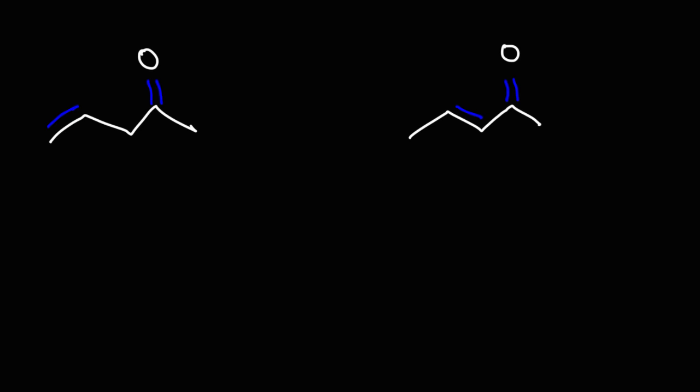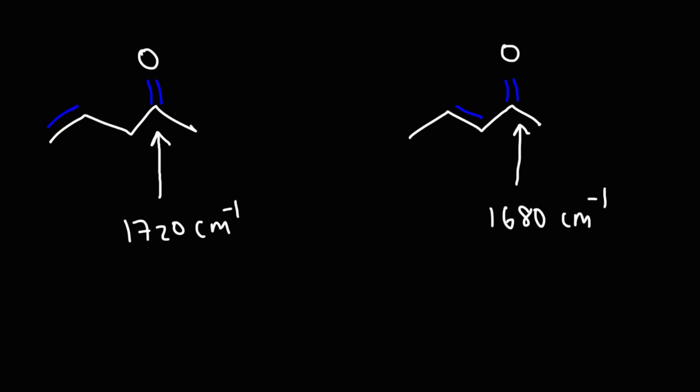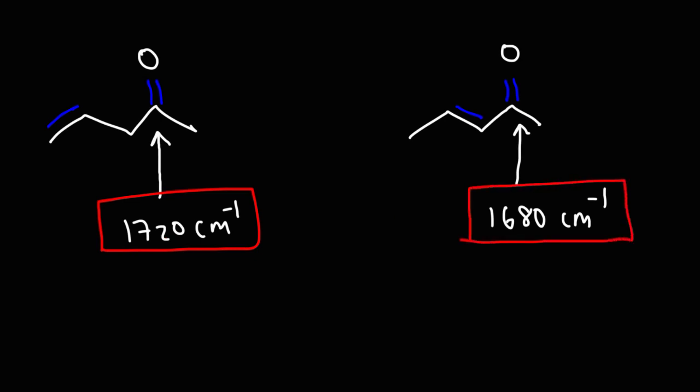Now, another topic that we need to consider is conjugation. Here we have a ketone that is not part of a conjugated system, and it's going to absorb IR energy slightly higher than 1700. So this will be around 1720. Now for the conjugated ketone, it's going to absorb IR energy at a lower wave number. That is, in this case, around 1680. So make sure you understand that. Conjugated carbonyl groups will absorb IR energy at a lower wave number.